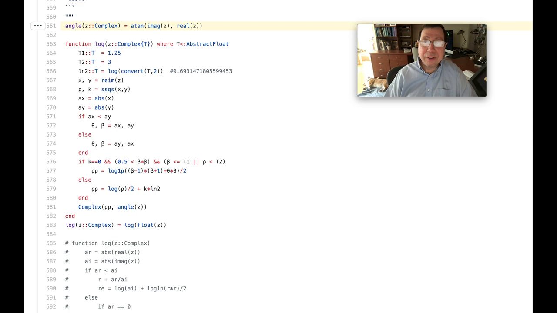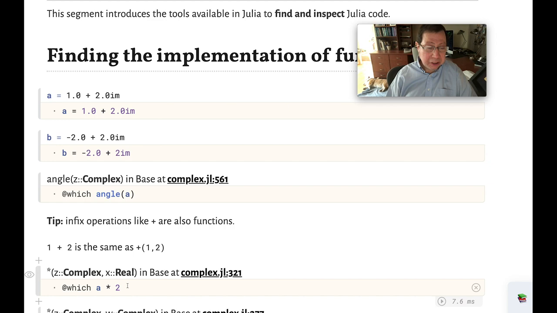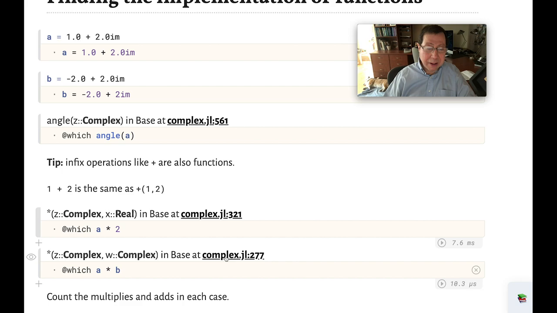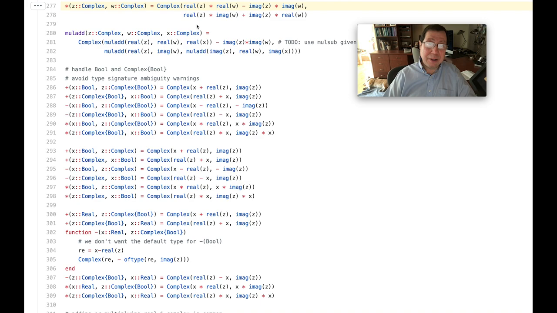Or if I want to look at multiplication of a complex number by a real number, I could type @which here, and I find that if you take a complex z times a real x, what do you get? Well, you take x times the real part of z, and also x times the imaginary part of z, just like you learned in mathematics. But again, there's something reassuring about being able to look at it and see what it's doing. Here's also complex times complex. You could take a quick look at that one while we're at it. And you can see the real times the real, times imaginary, and so forth. There's four multiplies, an add, and a subtract, right?